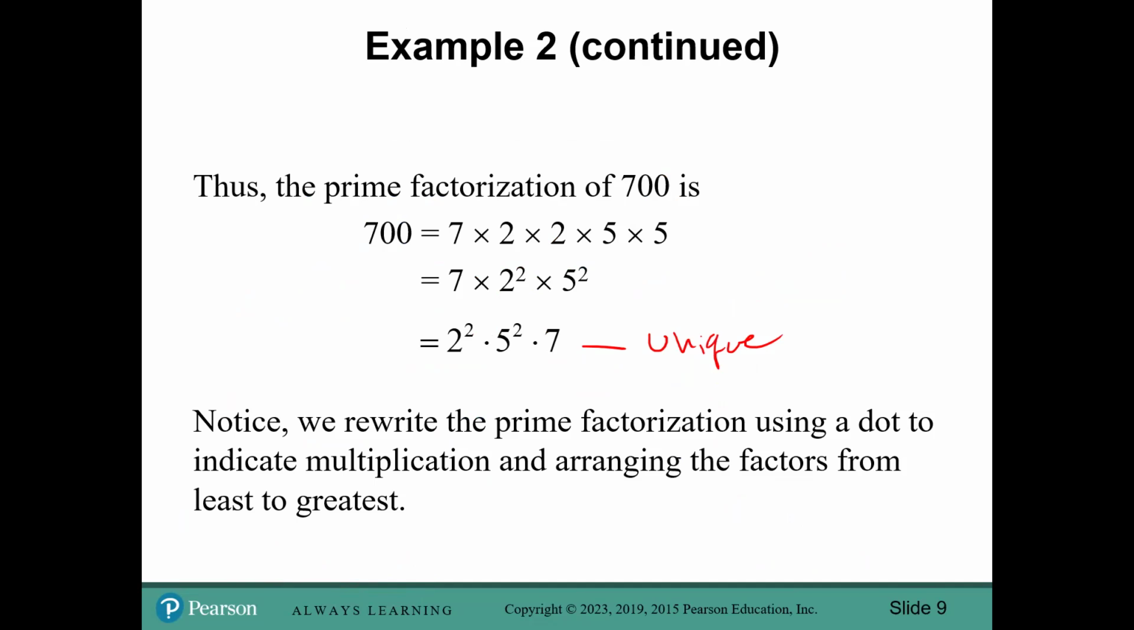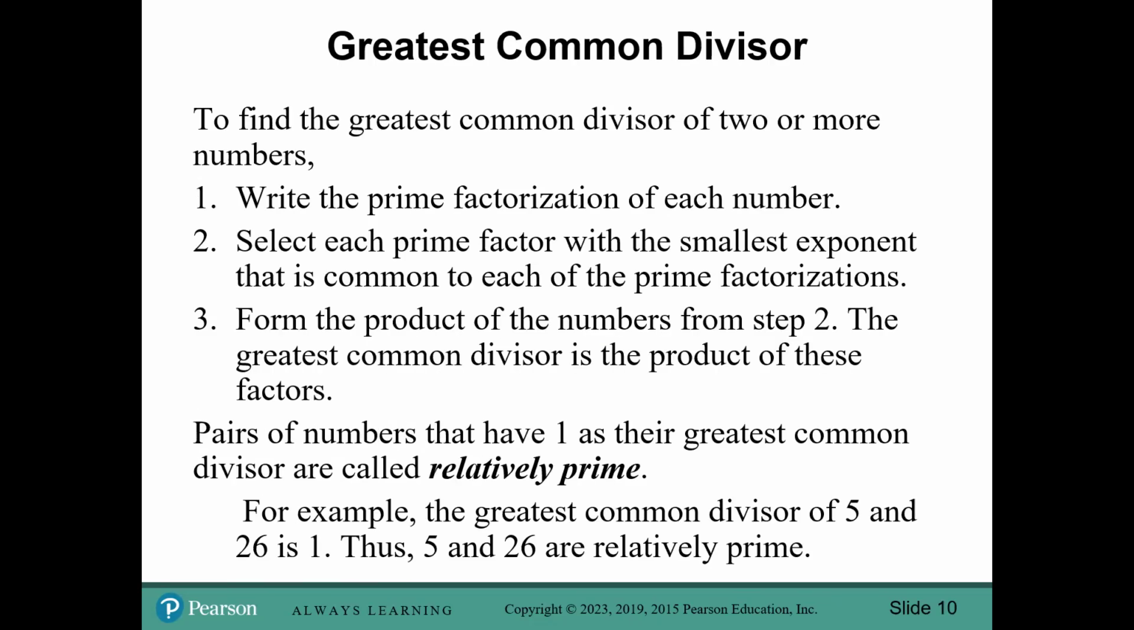So let's go on to something called the greatest common divisor. So to find the greatest common divisor of two or more numbers, we're going to write out the prime factorization of each number and then select each prime factor with the smallest exponent that is common to each of the prime factorizations. And it's okay, this is the list of stuff we're going to do. We'll go through it and do it. So if this is confusing, give it a few seconds. We'll jump into it. Once we've done that, from the product of the numbers from step 2, the greatest common divisor is the product of all of these numbers, these factors.